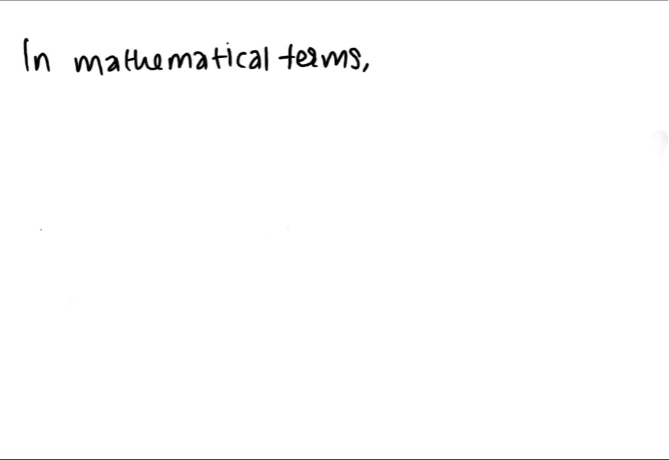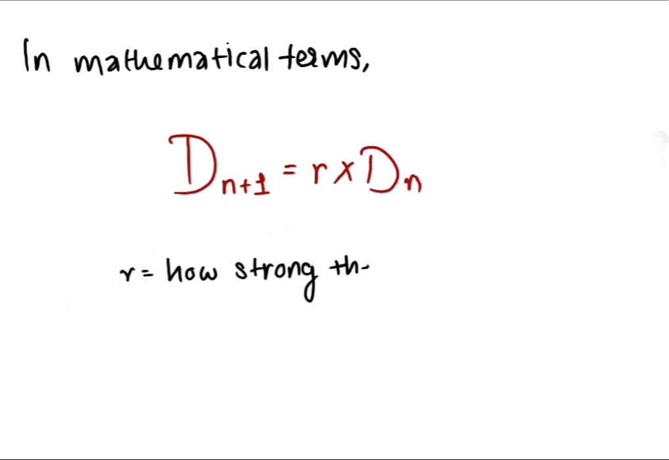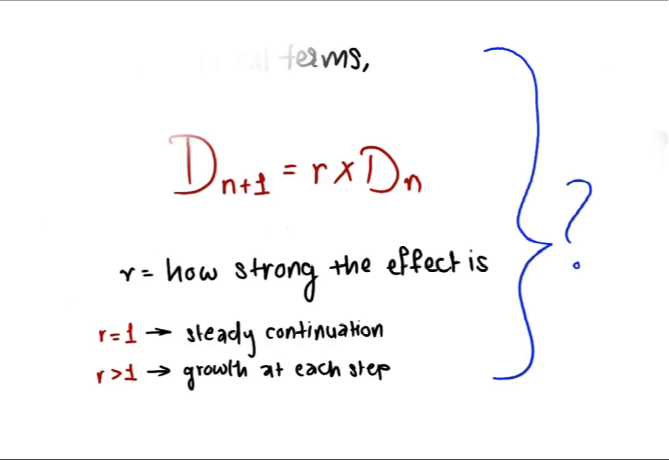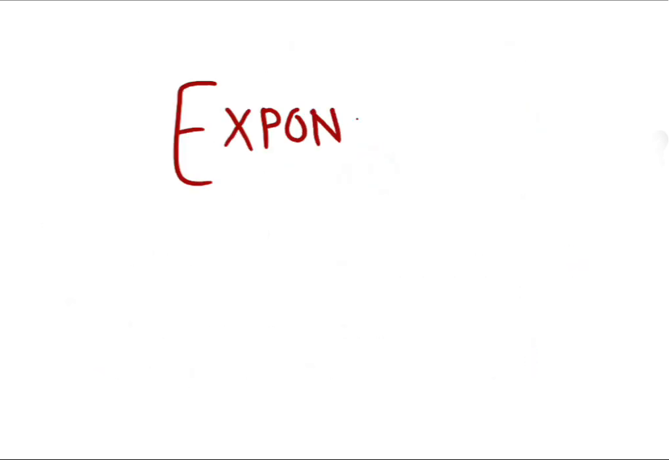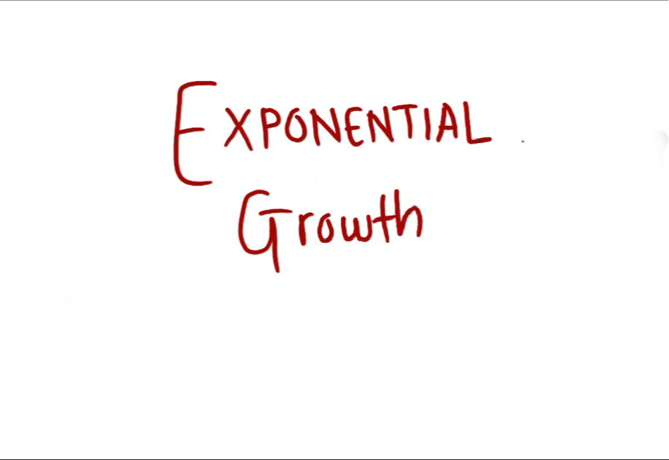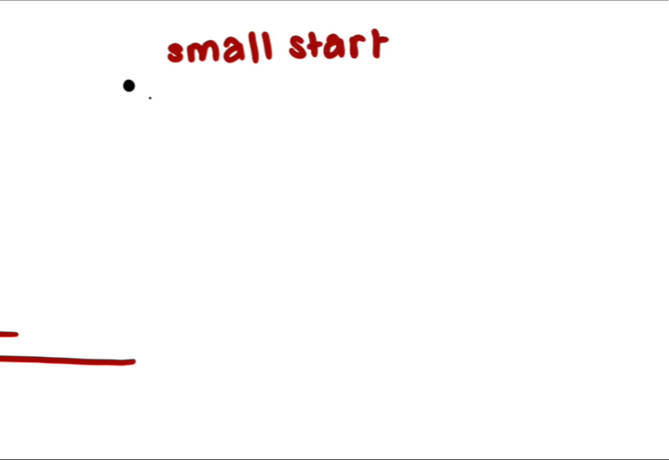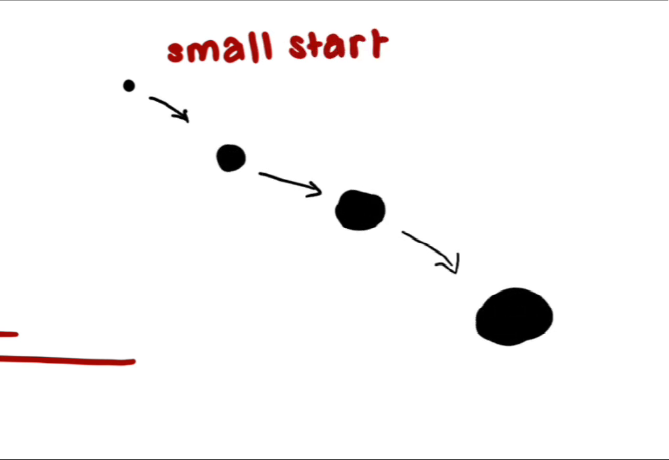Let's look at this formula. Here, the R tells us how strong the effect is. If R equals 1, the chain continues steadily. If R is greater than 1, the effect grows larger at each step. Well, what does this represent? This connects to exponential growth. So, to explain further, a very small starting point can lead to a very large outcome.